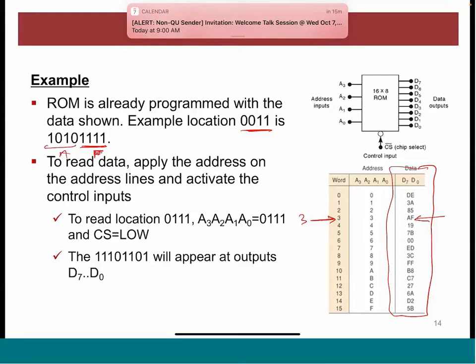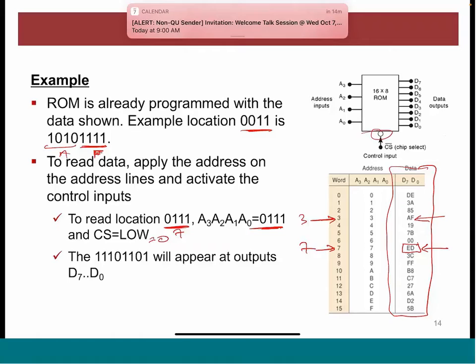So to read data, we need to apply the address on the address lines and activate the control inputs, yeah? So to read this location, what is this? It's 7, right? So the content is ED. I need to push this on the address bus, right? So A0 should be 1, A1 should be 1, A2 should be 1, and A3 should be 0. CS should be low, 0, as I told you, this memory is active low.